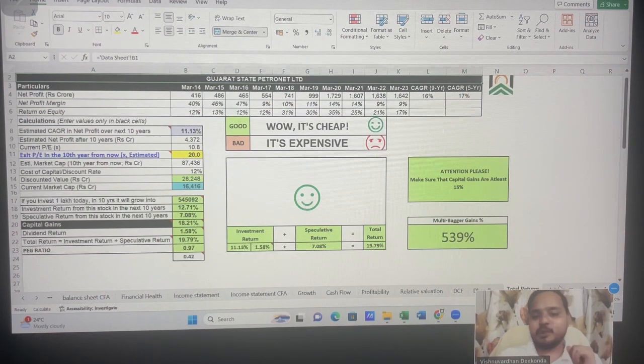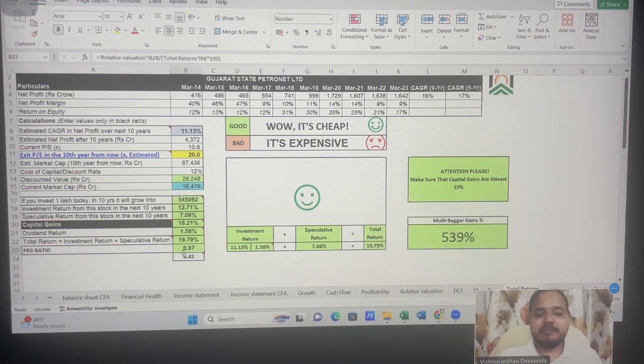Then comes the total returns valuation. This is where we look at the investment return and the speculative return. Total return is almost 19.79%. This should be a minimum of 15%. Here it is 19, almost 20%, which is good.